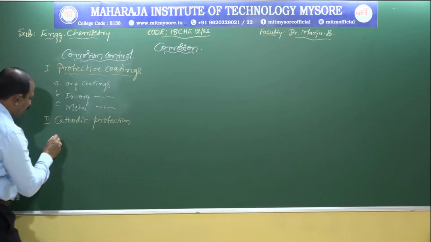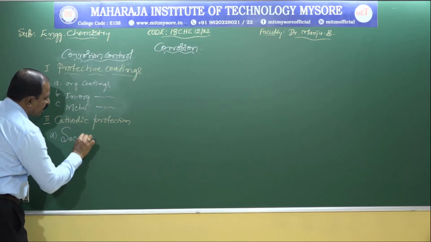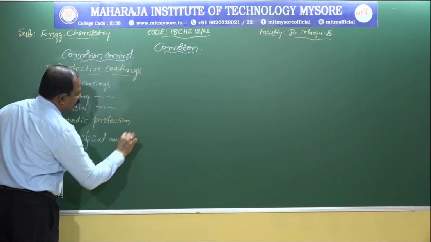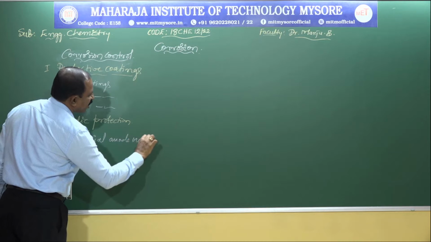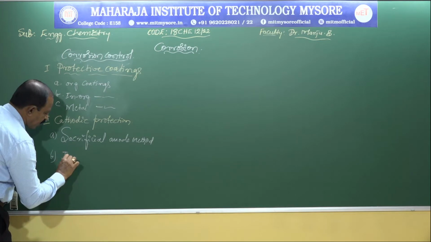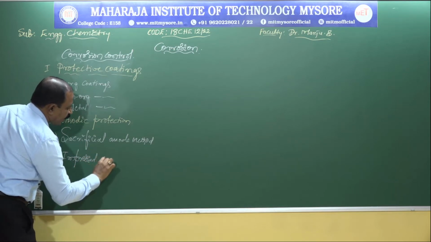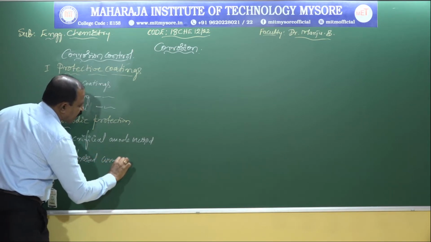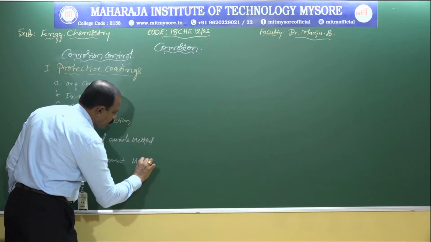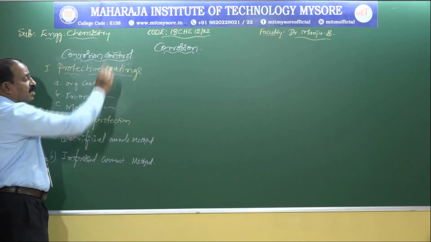Cathodic protection can be achieved by two techniques. One is the sacrificial anode method, and the second is the impressed current technique or method. Impressed current, by applying a current, makes it a cathode. Okay, these are the different techniques to control the rate of corrosion.